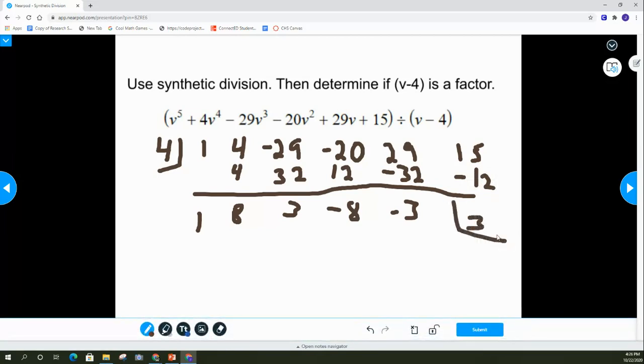So is v minus 4 a factor? And that answer would be no, okay, because I have a remainder of 3.